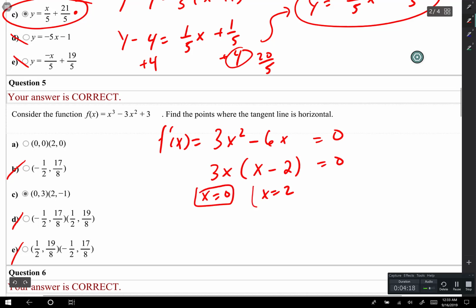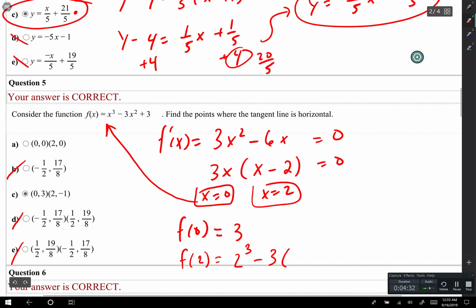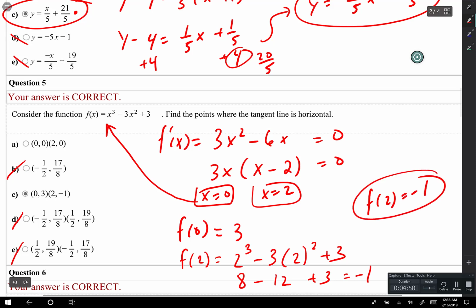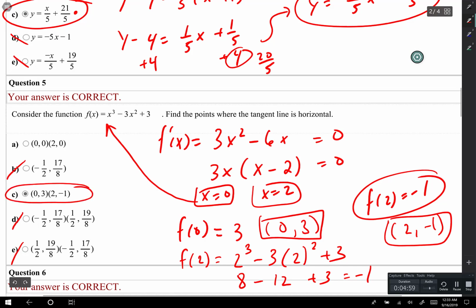So you plug these values into the original. So f of 0 is 3. See, 0, 0, and 3. So 0, 3, and then f of 2. 2 cubed minus 3 times 2 squared plus 3. 2 cubed is 8. 2 squared is 4. 4 times 3 is 12. Plus 3. 8 minus 12 is a negative 4. Plus 3 is a negative 1. So f of 2 is negative 1. So that means the point is 2, negative 1. And then this point here is 0, 3. So there we go. Those are my 2 points. And there we go.